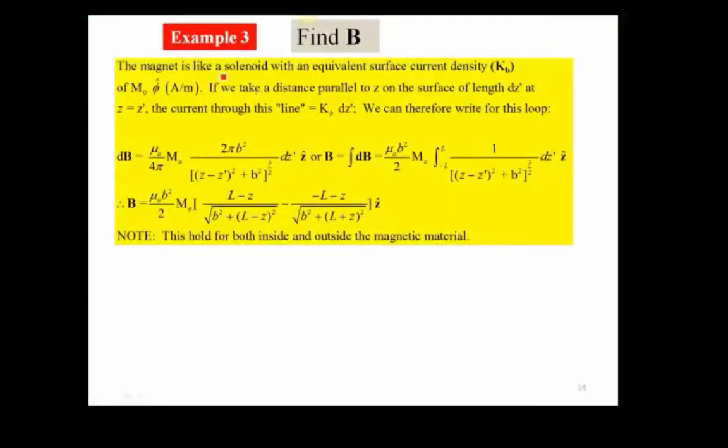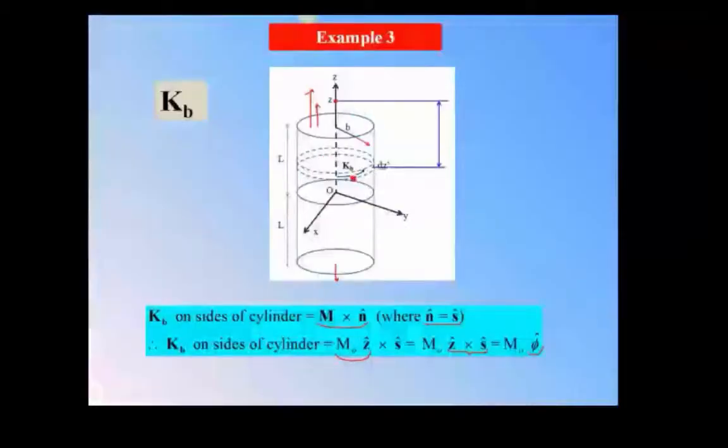The magnet is like a solenoid. If you take this surface current density, which we just showed is equal to M0 phi hat, and you take a distance parallel to z on the surface of the cylinder of a length dz prime, then at z equals z prime, the current through this line is k_b dz prime. Let's go back to the picture. So here we are with a surface current, and it's uniform all over the whole surface. For a particular z prime, this strip here has a width dz. And so the bound current flowing in this little section here will be k_b times dz.